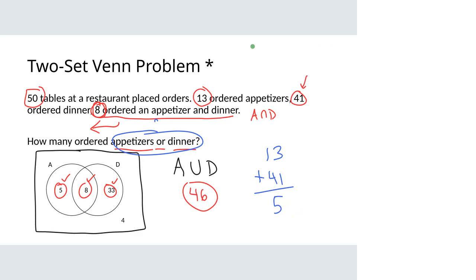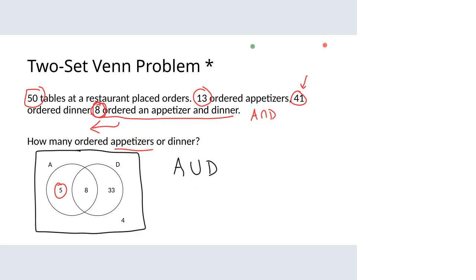I'm going to count up everybody who had appetizers and everybody who had dinner. And what goes sideways with that is you've done this. You said, I'm going to count up the 13 people that had appetizers. Then I'm going to count up the 41 people who had dinner. And the problem with doing that is you counted this one twice. And I think that's the reason the diagram is important. If you just use the numbers from the problem, you're going to be wrong because of the overlap. We don't want to count what's in the overlap more than once.